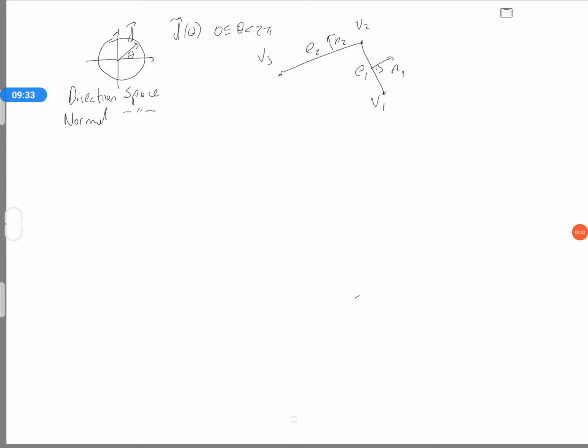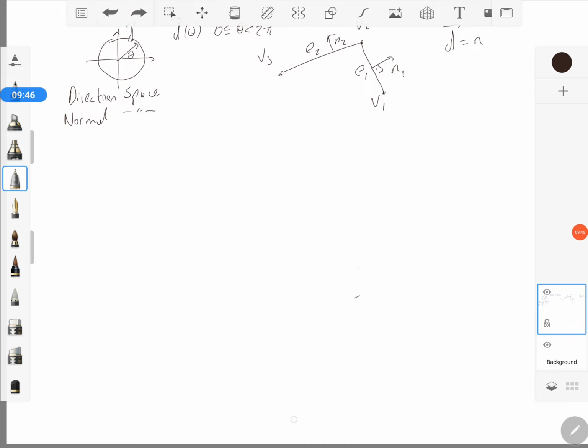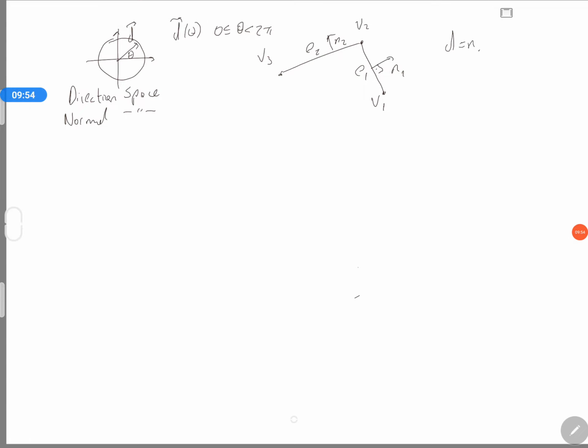So what we have to do is we first look along direction n1. Let's say, for example, if we choose D to be the normal vector, then we can see that the extremal vertices of the polygon are V1 and V2. If we choose as the n2 vector, then we see that the extremal vertices are V2 and V3.